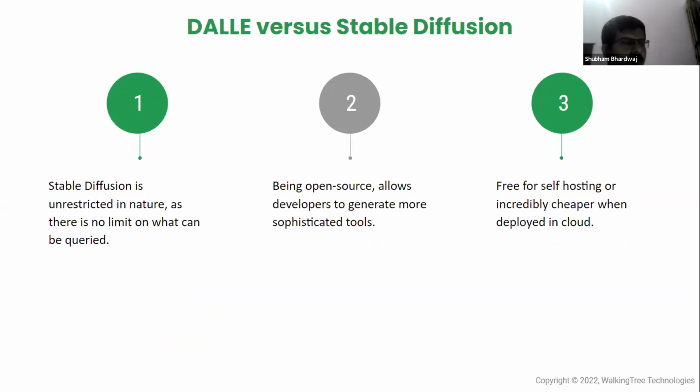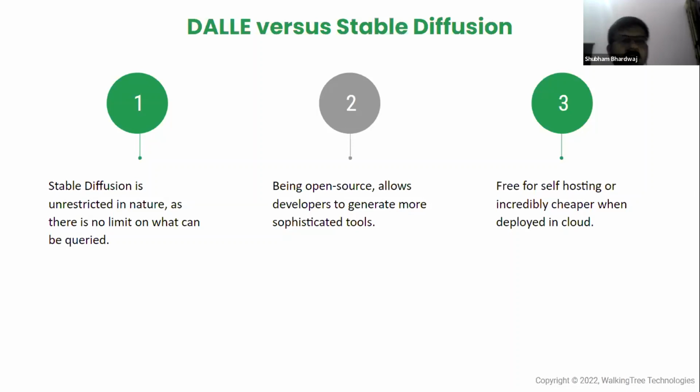And here one needs to be very careful. Of course, since Stable Diffusion is unrestricted in nature, there is no limit on what you can query. So it seems more attractive. For example, DALL-E will restrict you from uploading faces of people without consent. DALL-E will restrict you from generating images of politicians, etc., in certain contexts, and so on. Stable Diffusion doesn't have that limitation, so that's better.